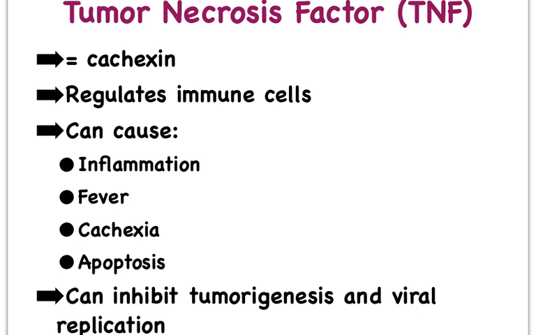The final cytokine that we'll focus on is the tumor necrosis factor, or TNF, which is often referred to as cachexin, a little difficult to pronounce at times. And it plays a very important role in regulating our immune cells. Again, it's a cell signaler, and it can cause the things we have been discussing: inflammation, fever, apoptosis, but also cachexia, which we'll talk more about when we learn about AIDS.